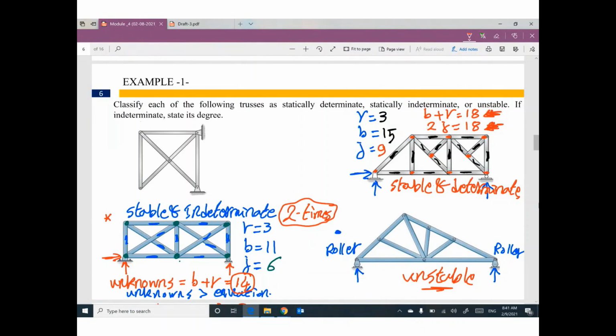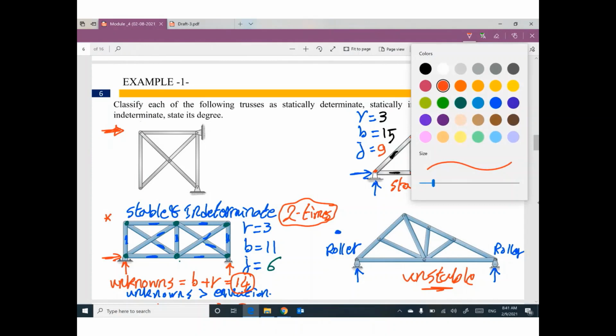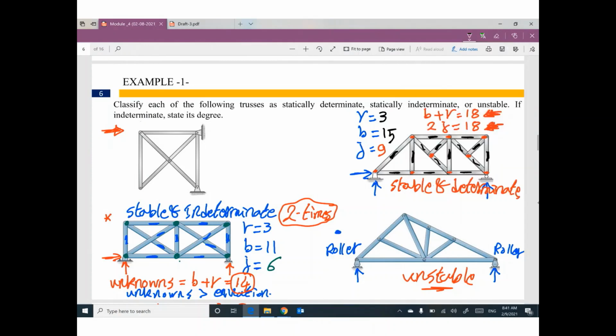For this truss, first step, please put your reactions. This one is hinge, we have 2. This one is hinge, we have 2. Ask yourself 3 questions. Do you think all of these reactions are concurrent? No. All of them are parallel? No. Do you have panel with at least one diagonal? That means, do you have a square or rectangle? No. Okay, go ahead and count how many reactions, how many members, how many joints.